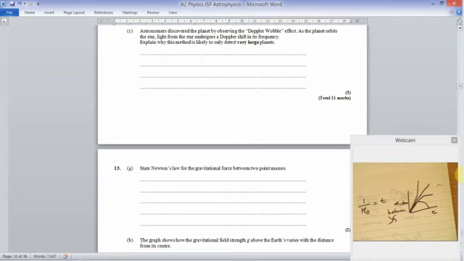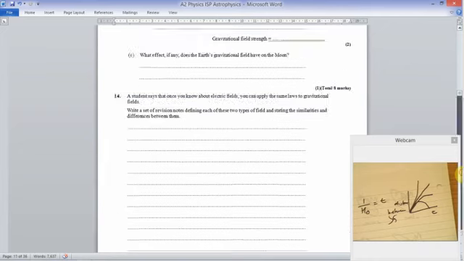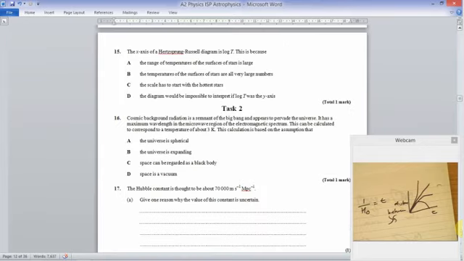So the first one ties in the idea of CMBR. I'm just trying to bring up my notes on this. There we go. It talks about the idea that CMBR is a remnant of the Big Bang. It appears to pervade the universe. It has a maximum wavelength in the microwave region. That's why I called it CMBR rather than CBR, which is what's written there. So this can be calculated to correspond to a temperature of about 2 Kelvin.